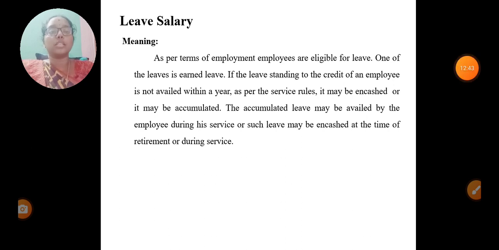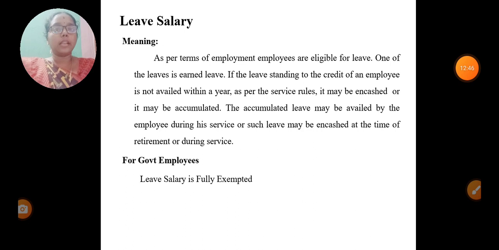And then next we are going to see the leave salary. Leave salary means, as per the terms of employment, employees are eligible for leave. One of the leaves is earned leave. If the leave standing to the credit of an employee is not availed within a year as per service rule, it may be encashed or it may be accumulated. If the employee is not availing leave, it will be standing to his credit. He can encash or accumulate those leaves. That is known as leave salary, that is, he can get cash from the employer for the unavailed leave.